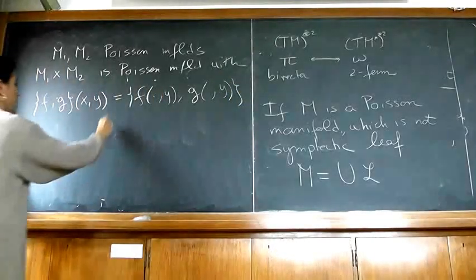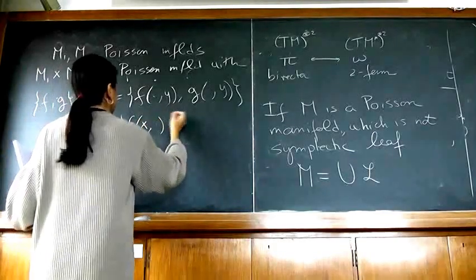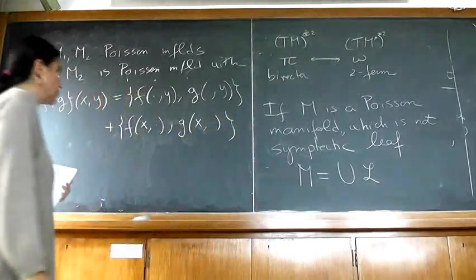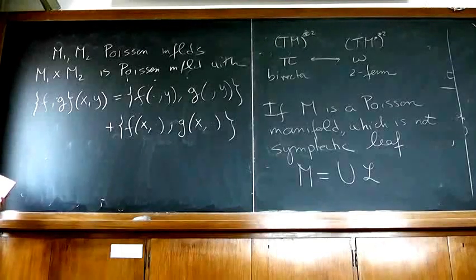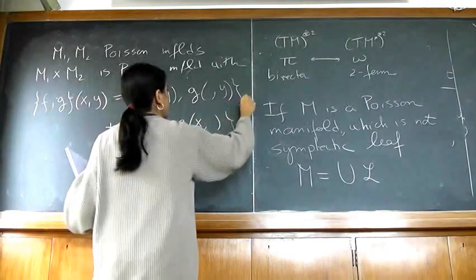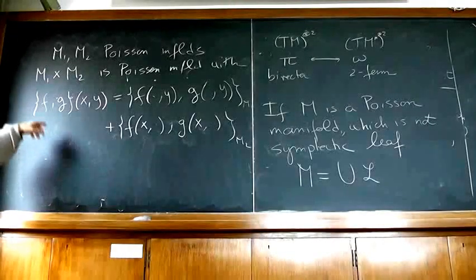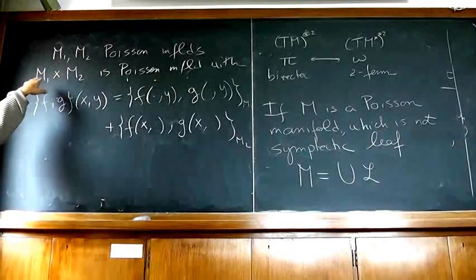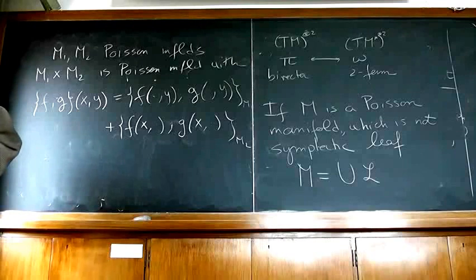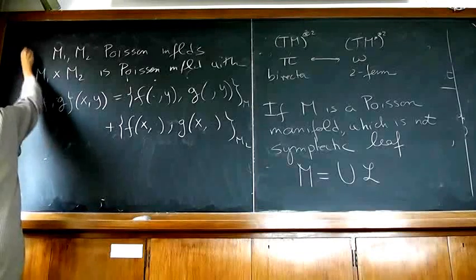So this is the Poisson bracket of M1, and this is the Poisson bracket on M2. Okay, so if you have two Poisson manifolds, the product is a Poisson manifold in a natural way with this definition. Okay. And then the next thing, so this is one thing I want to say.